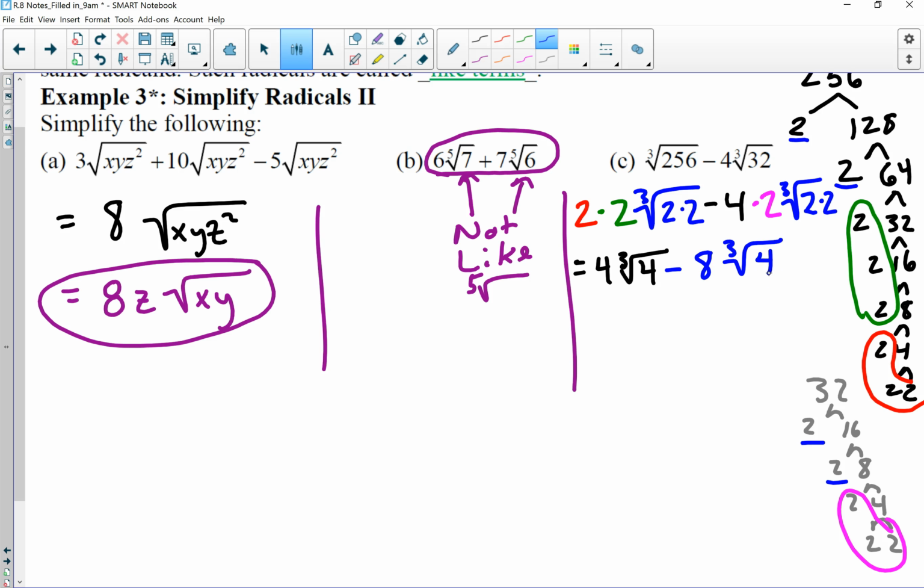So lo and behold, we do have like roots, because they're cube roots, and the number underneath the root is also a 4, so they match. They're like terms. So I can go ahead and write this as a single cube root of 4, and then you just do the operation on the coefficients. 4 minus 8 leaves us with a negative 4.